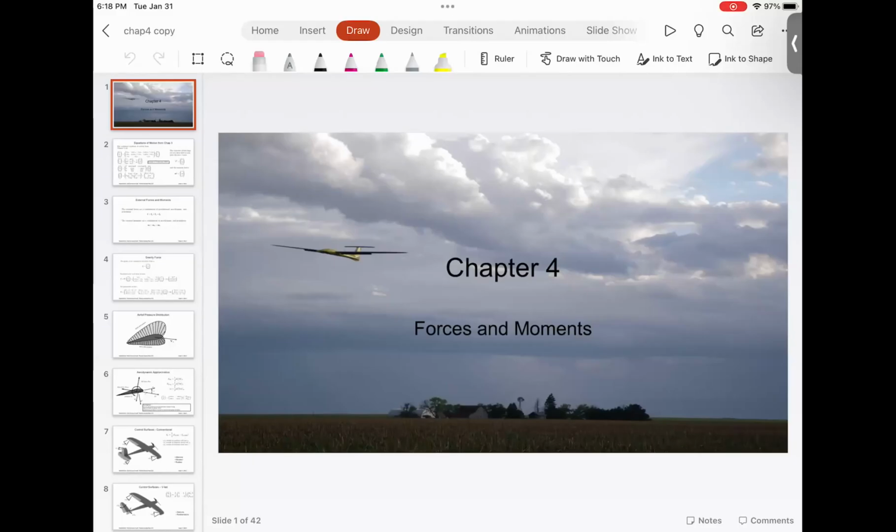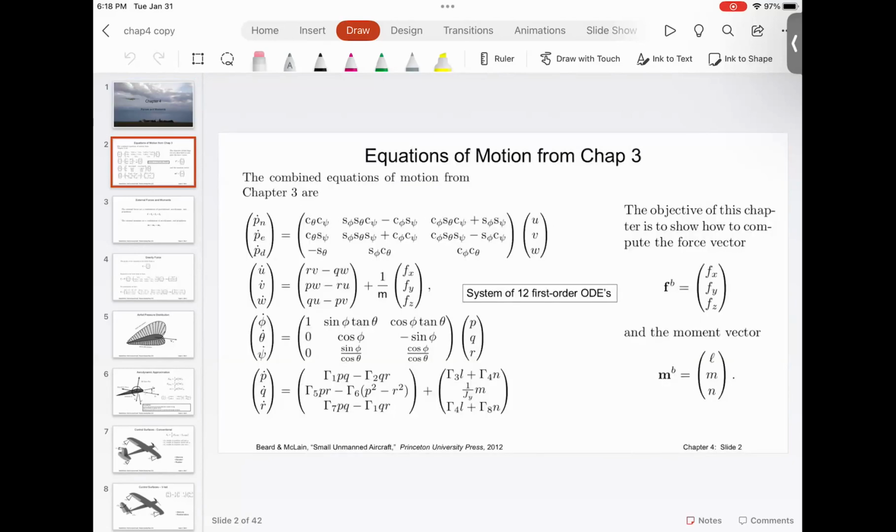So in today's class, we are going to talk about forces and moments. Now, what is the deal with forces and moments? Please understand, these are the same 12 equations that we talked about in last class. But the only difference is these equations are written in Euler angles. We have 6 equations that talk about the kinematics of the UAV, and we have 6 equations that talk about the dynamics of the UAV.